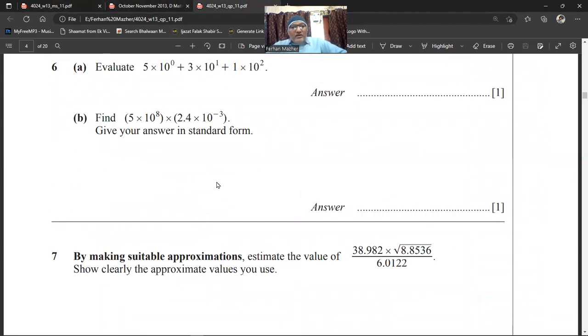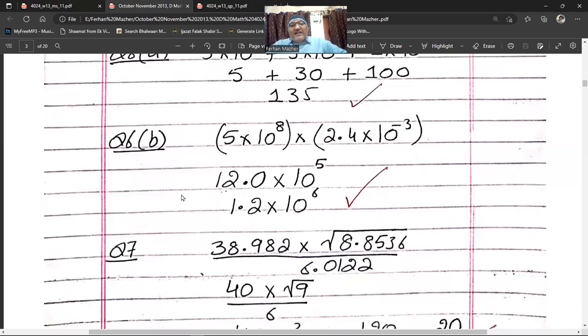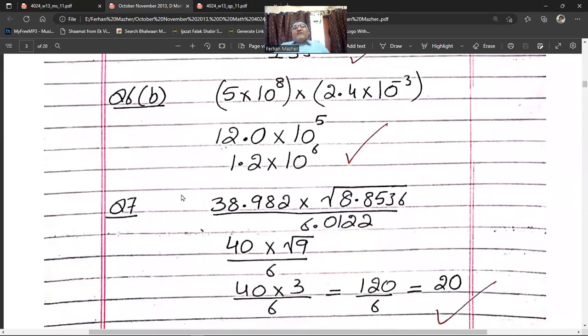Okay, so question number 6 is B part. He says find 5 times 10 to the power 8 multiply 2.4 times 10 to the power minus 3. So 5 will multiply with the 2.4, and 10 raised to power 8 will be multiplied with the 10 raised to power minus 3. So their powers will be added. When you add 8 and minus 3, you will get 5. So 5 multiplied 2.4 will be 12, multiplied 10 raised to power 5.